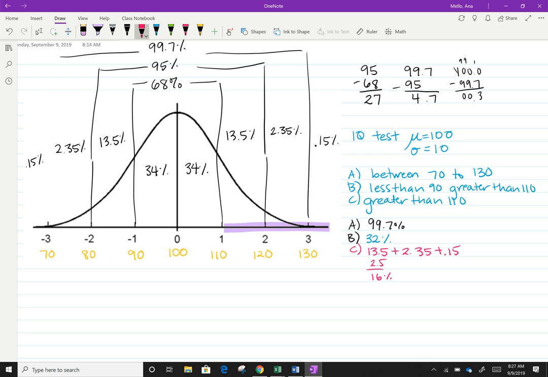So what you can do here is you put the mean in the middle, label your standard deviations to the right and to the left, and then you can use your picture to help you answer these questions.